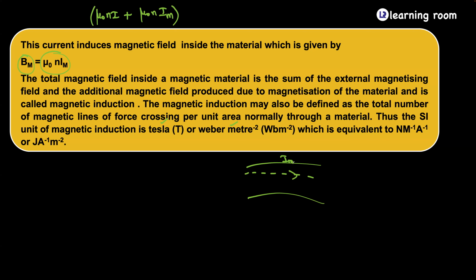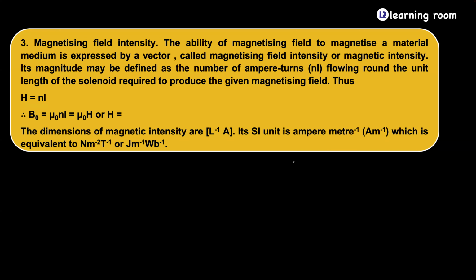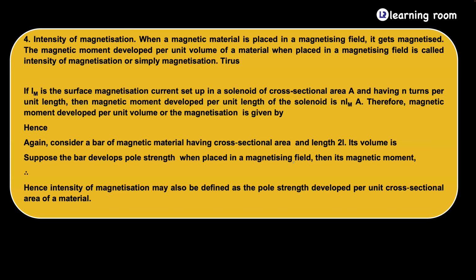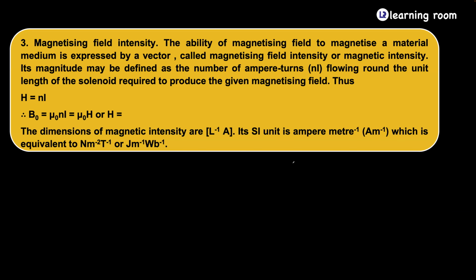Okay. So the next term that we need to see is this. See, I'll tell you why I told you these topics are confusing. Look at the name of this topic: magnetizing field intensity. They look similar, no? Magnetizing field intensity, intensity of magnetization. They are not similar. If they are similar, why do we need two points? Right? That's where you need to be careful.